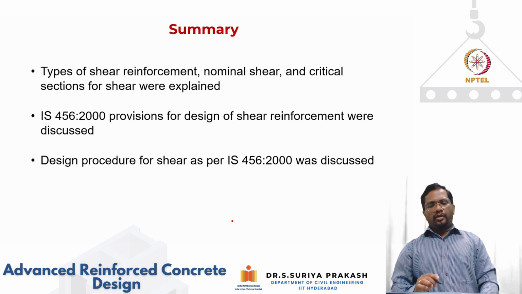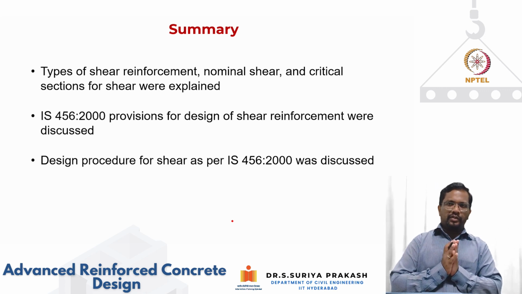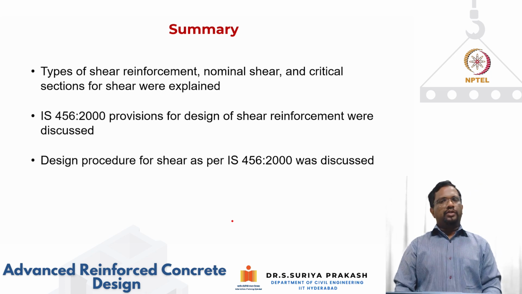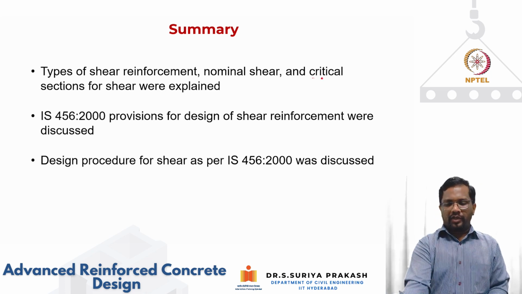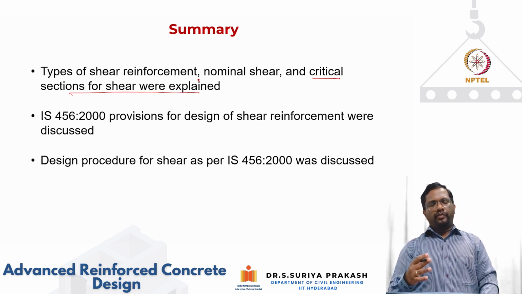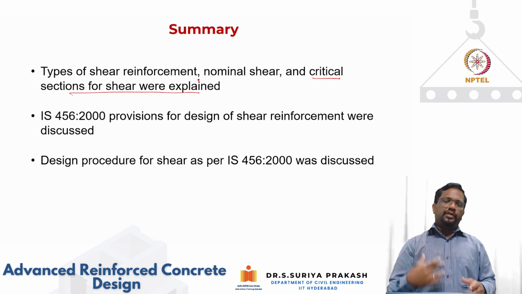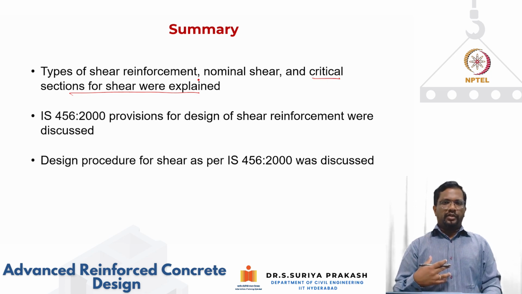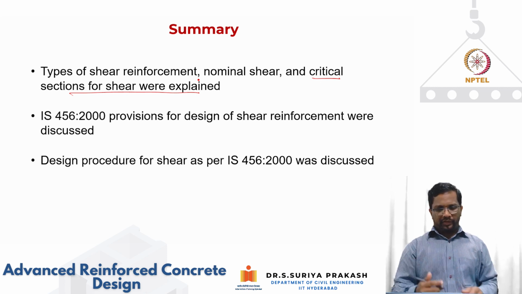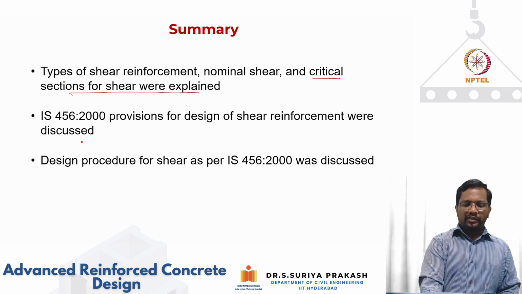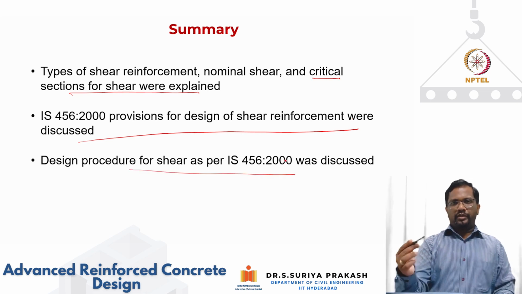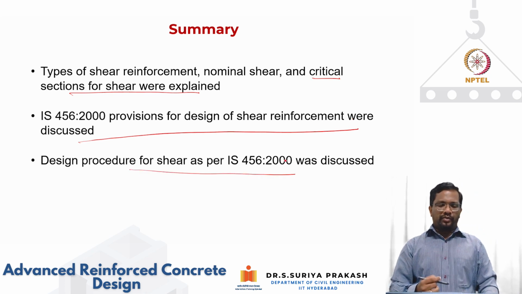So if we summarize whatever we have discussed in this part of the video, we looked at the types of shear reinforcement, what a nominal shear is, and the critical sections we need to consider for shear. We also looked at beams of varying depth, where there are some additional components of shear that we have to include. Either you can reduce the shear demand or increase it, and we have to consider that appropriately. We discussed the IS 456 provisions for shear, and also how to design for a particular shear demand.